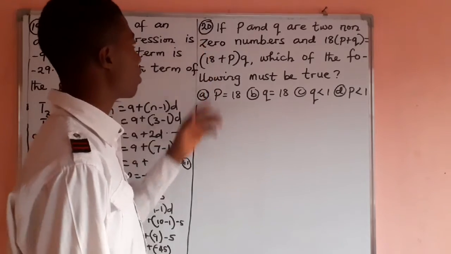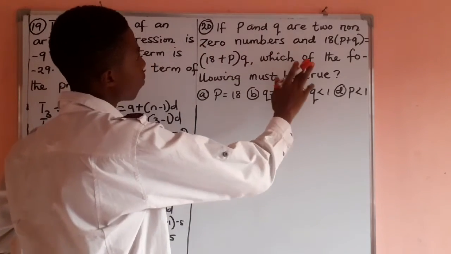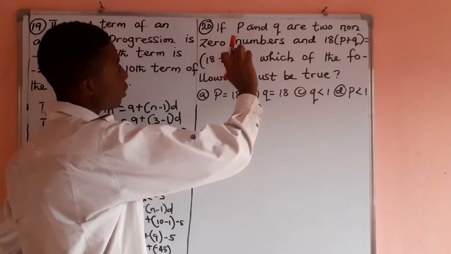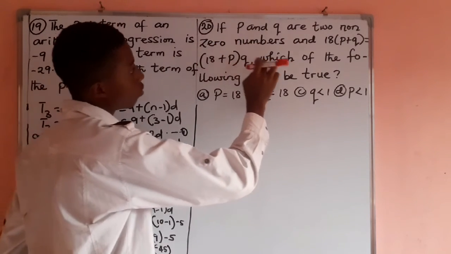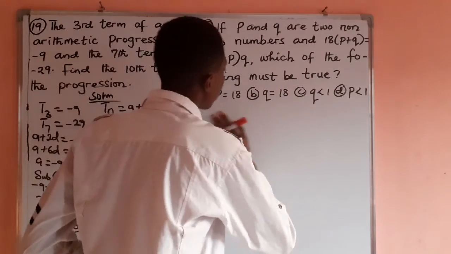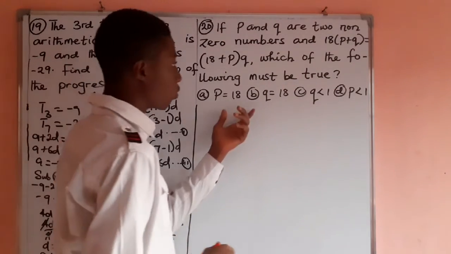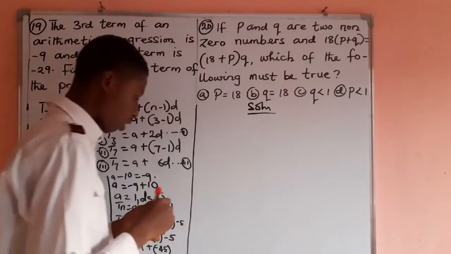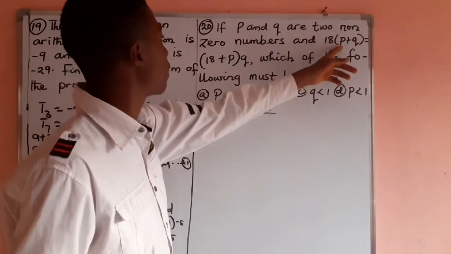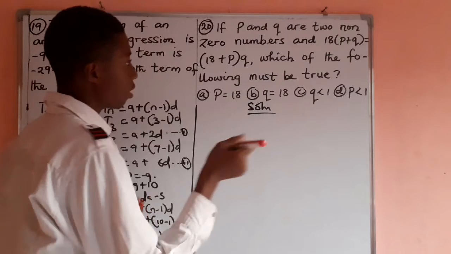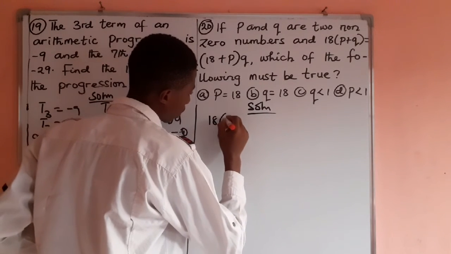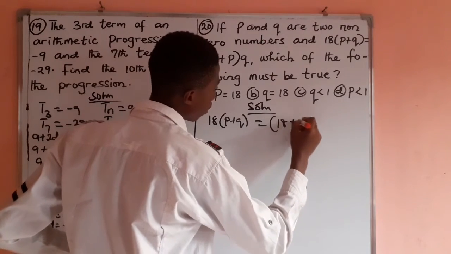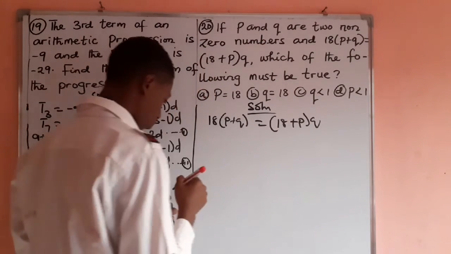Now for question number 20, if P and Q are two non-zero numbers and 18 open bracket P plus Q close bracket is equals to open bracket 18 plus P close bracket Q, which of the following must be true? Our options are being given, so when we solve it, we know the one that's in the option. Now, let's write it out. 18 open bracket P plus Q close bracket is equal to open bracket 18 plus P close bracket Q.